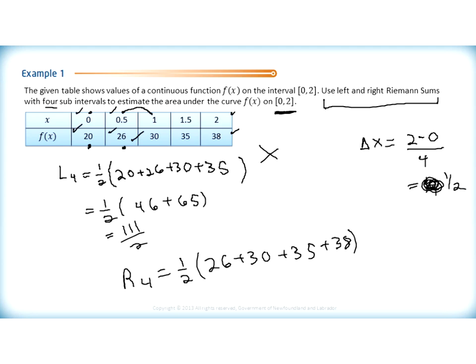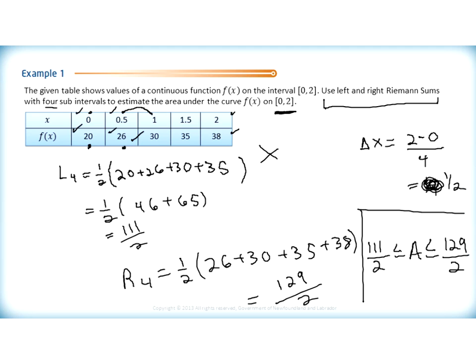So we add all that together and divide by 2. Let's see. That's 56 and 73, I believe. So 56 plus 73 is 129. 129 over 2 for that one. So that means I don't know what my area is, but using left and right endpoint estimates according to Mr. Riemann, I know that it's going to be between 111 over 2 and less than 129 over 2. So I've given an upper and lower bound by estimating, and 4 rectangles is a pretty crude estimate, but at least I'm getting in the right vicinity for this now.